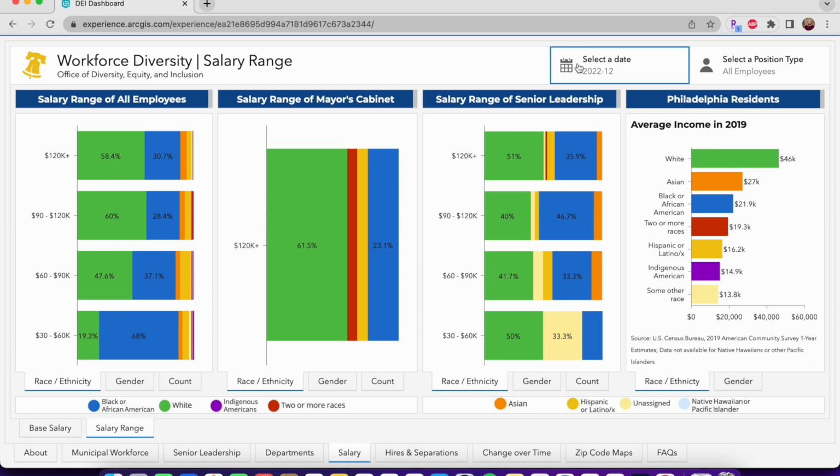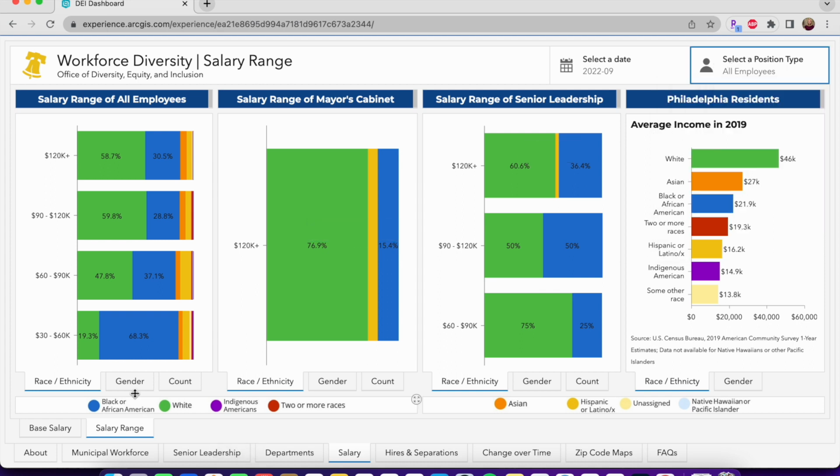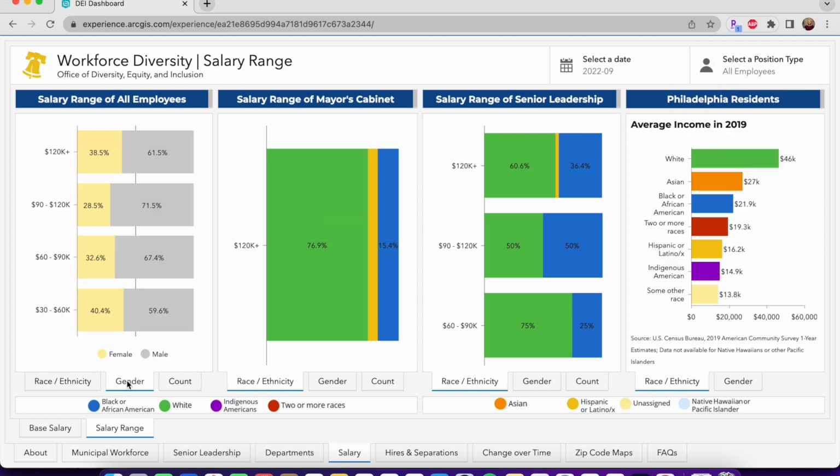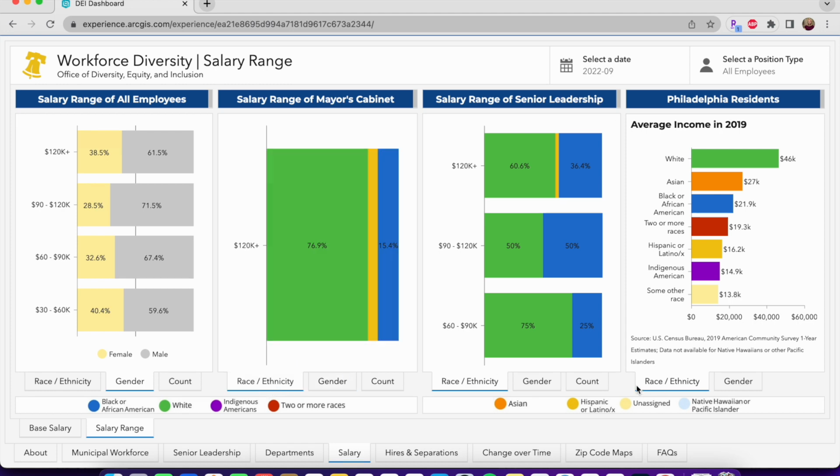And on this data, we can again select by date if we want, and position type. Similar to base salary, the data is also broken up by gender, and then there's a count to show the number of employees that fall within these categories.